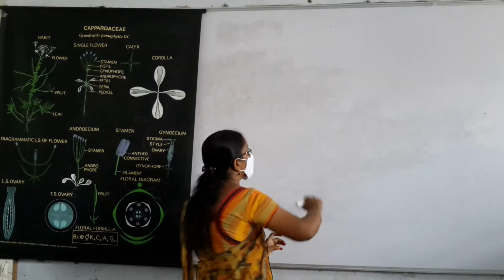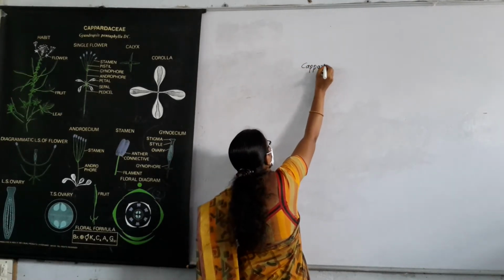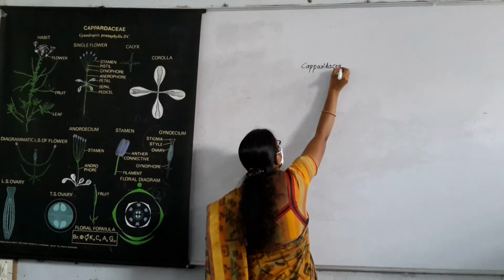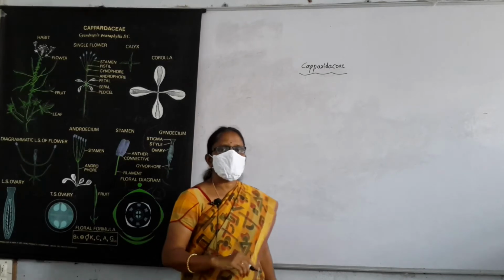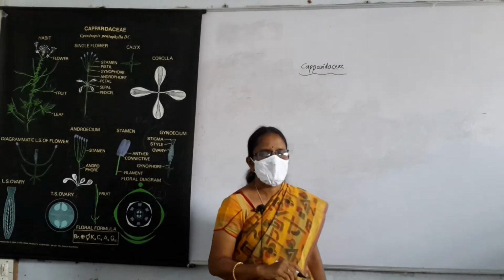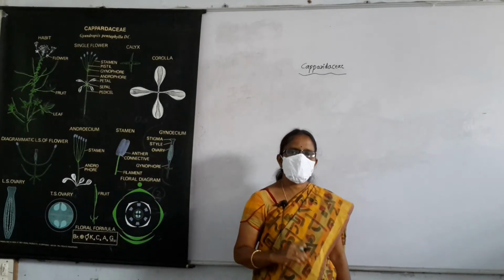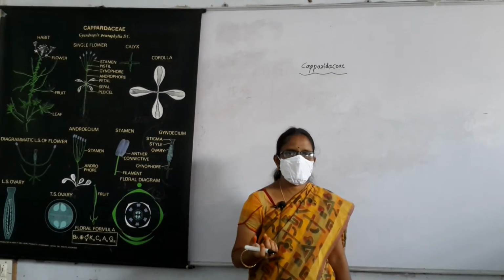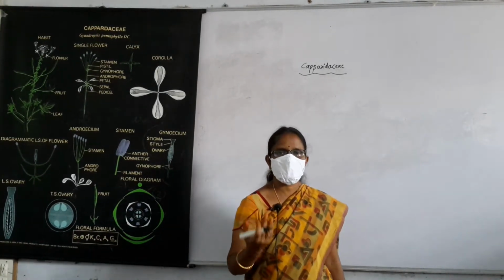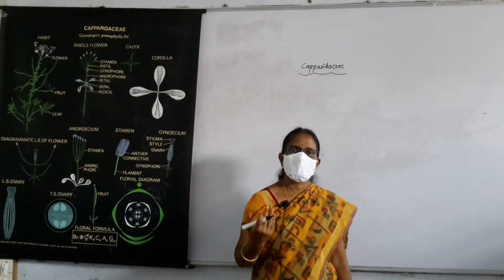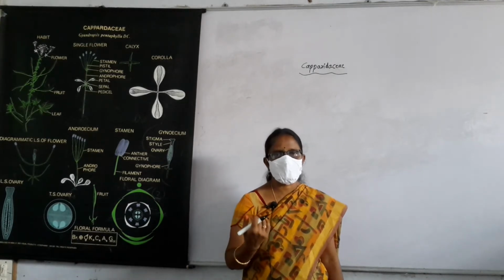Next are the vegetative characters of the Capparidaceae. The root system is a branched taproot system. The stem is smooth and herbaceous, branched, and sometimes hair-like structures are also present on the stem. The stem is herbaceous and green in color.